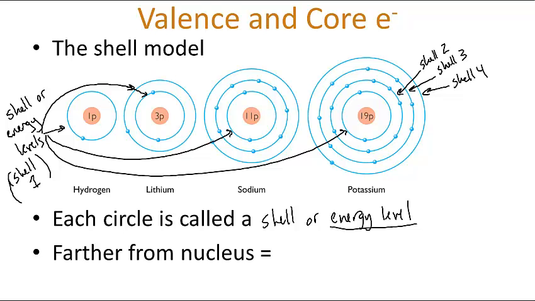But as you move further away from the nucleus, what we see is as the atom gets bigger, each of these energy levels makes the atom itself get bigger, and the electrons get further away from the nucleus. That's because the distance between the nucleus and the outside shell increases.